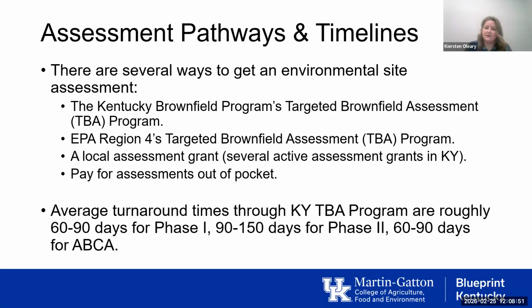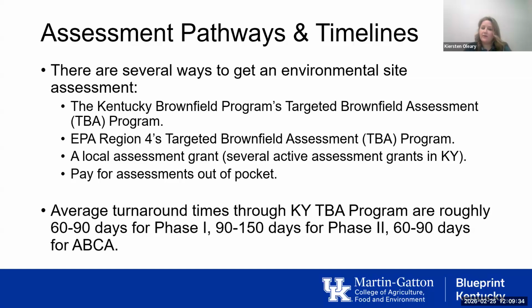So there are lots of ways that you can get an environmental site assessment done, any of those that we just talked about. One is through our targeted brownfield assessment program at the state level. EPA Region 4 also has a targeted brownfield assessment program, the TBA program. And then there are several active assessment grants in Kentucky that can perform assessments for all of your typical eligible entities like local governments, nonprofits, and quasi-governmental agencies, who is primarily who we do assessments on behalf of, but they can also do assessments on behalf of private developers through those assessment grants.